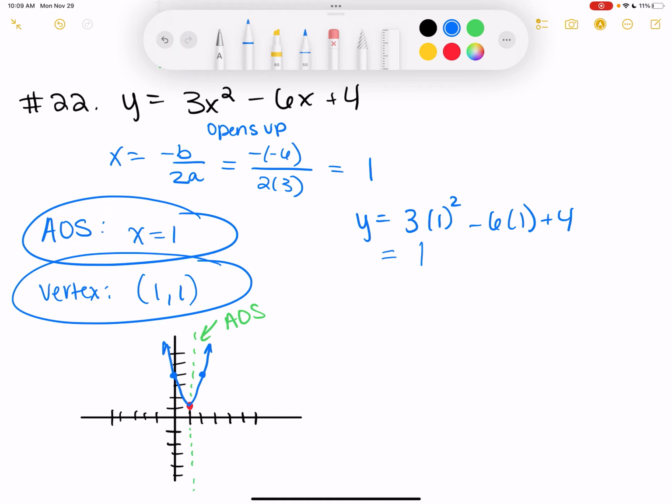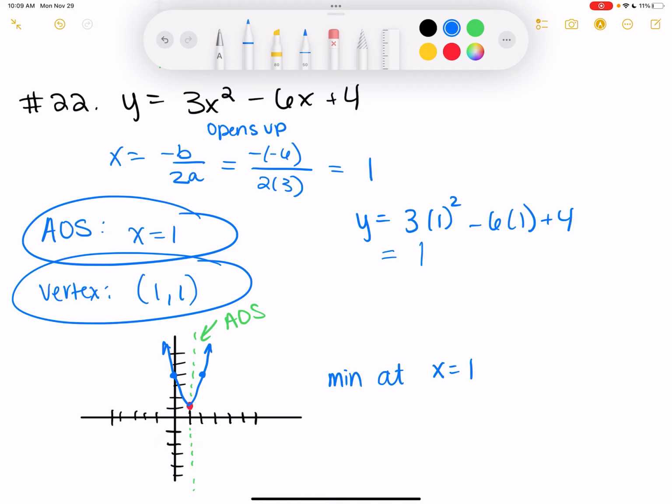What did I just say? I confused myself. Okay, so do I have a max or a min? Min. Where? At 1. X equals 1. There it is.